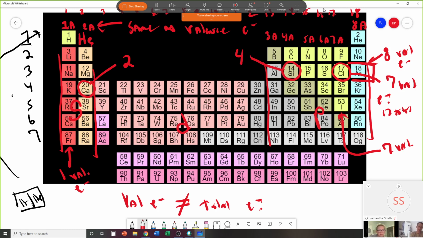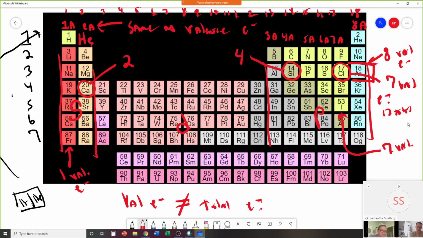Everybody with me so far? Okay? Stop me if I'm not making any sense here, because this is so important. Okay, so if I want to know the number of valence electrons, I just look at the periodic chart and I just count. It goes 1, 1, 2, 3, 4, 5, 6, 7, 8 valence electrons.